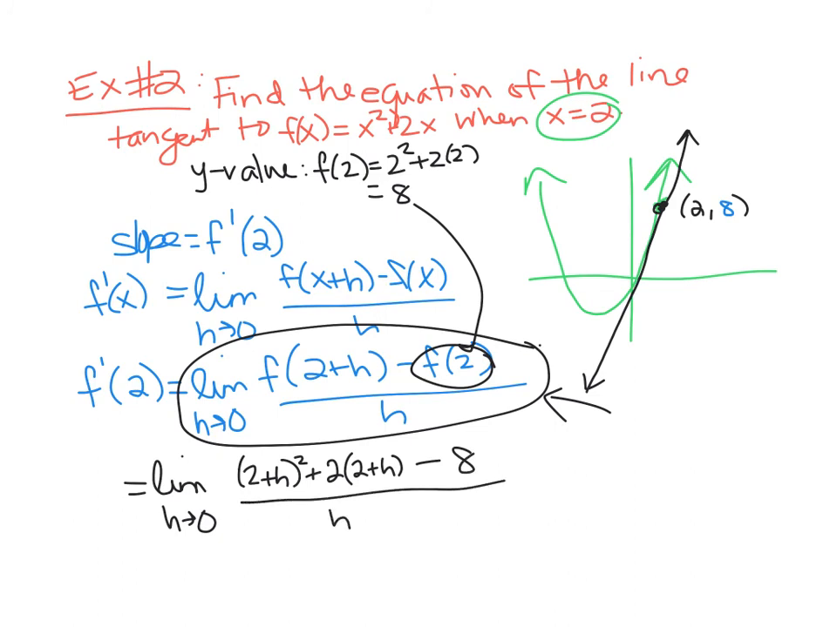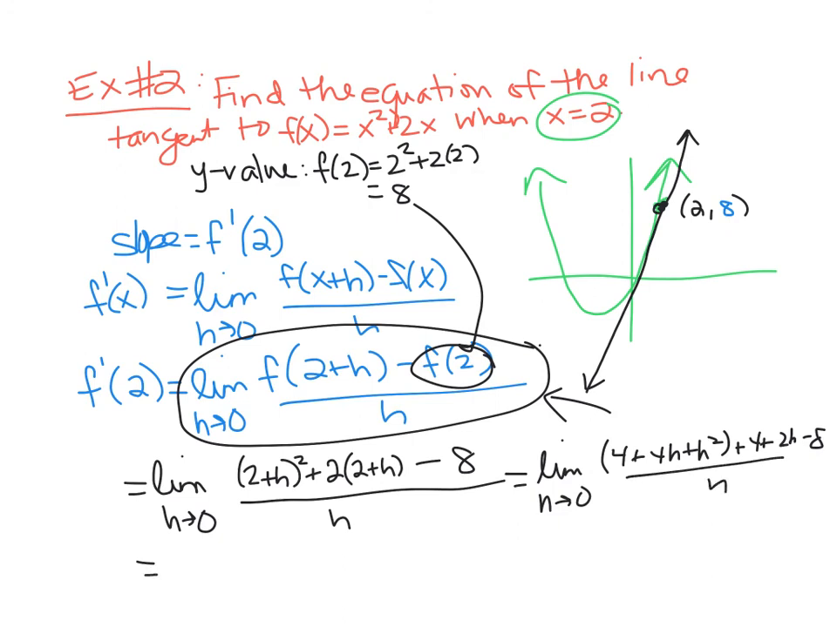Okay, so make sure that you can pause and do this on your own. Make sure that you do use the FOIL method. You don't want to get all this hard stuff done and then forget something that you learned back in Algebra 1. So we're going to get 4 plus 4h plus h squared. That's going to be plus 4 plus 2h minus 8, all over h.